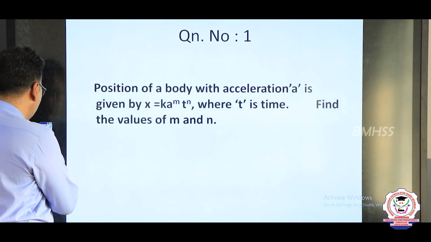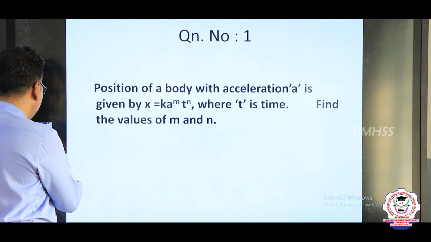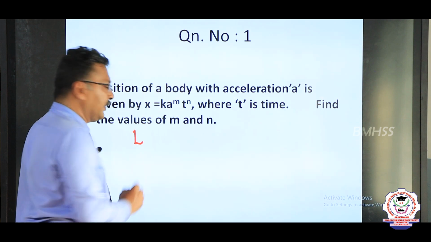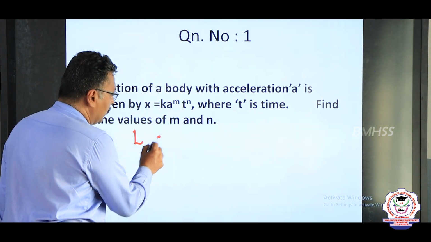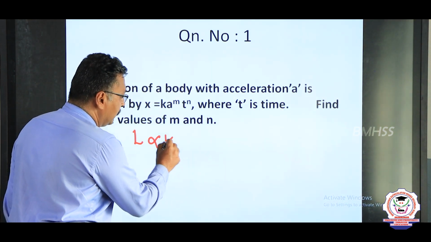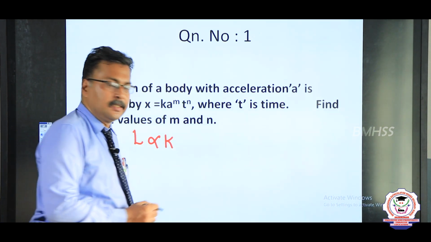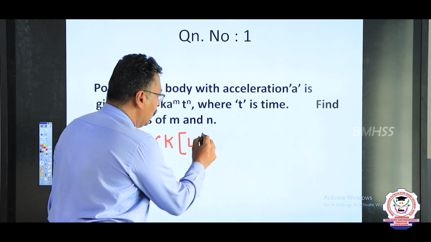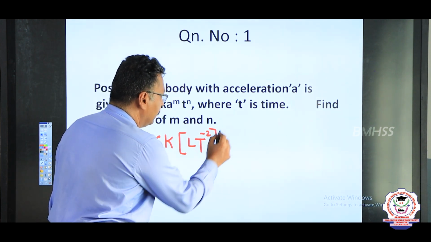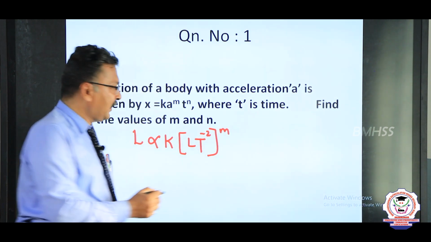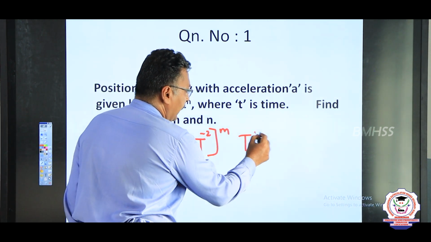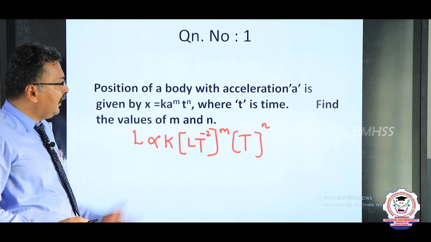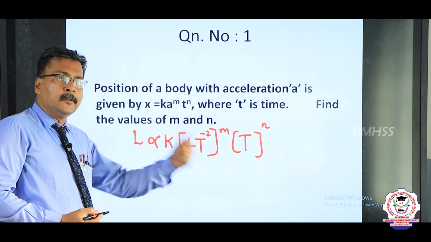So we are going to solve the problem by finding the dimensions. For the left hand side, L is proportional to k times a. What is a? A is acceleration. So acceleration is L t power minus 2, whole raised to the power m. What is t? T is time. So t power n.